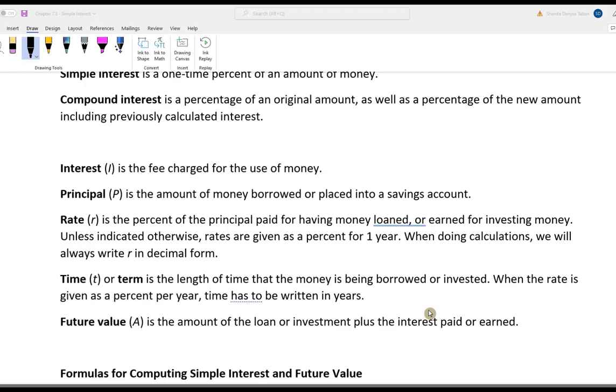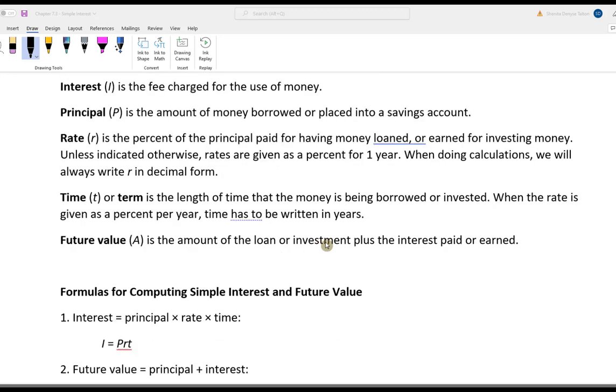So interest is denoted by the letter I, and once again it's the fee charged for the use of money. Principal, which is denoted by the letter P, is the amount of money borrowed or placed into a savings account. Rate, denoted by the letter R, is the percent of the principal paid for having money loaned or earned for investing money.